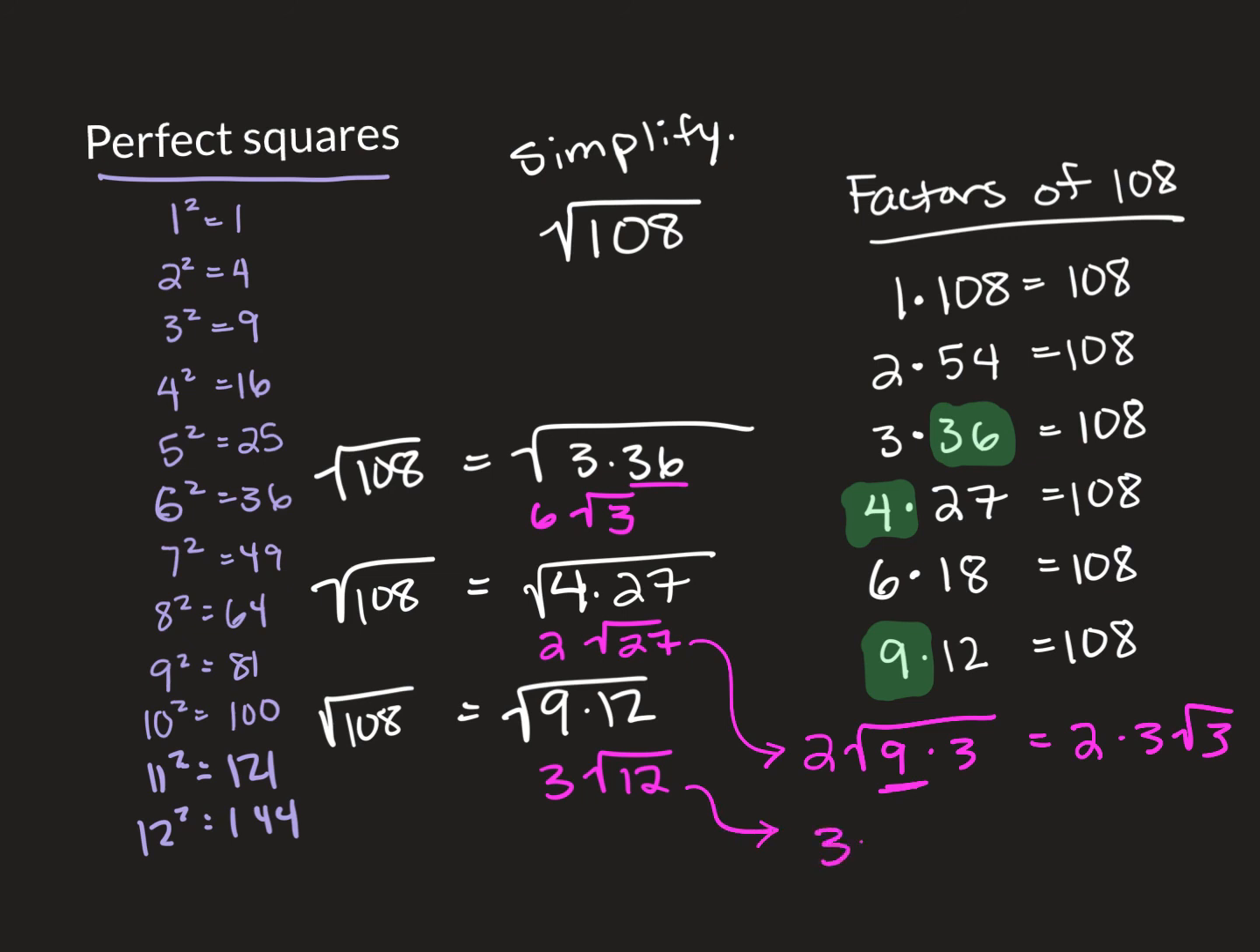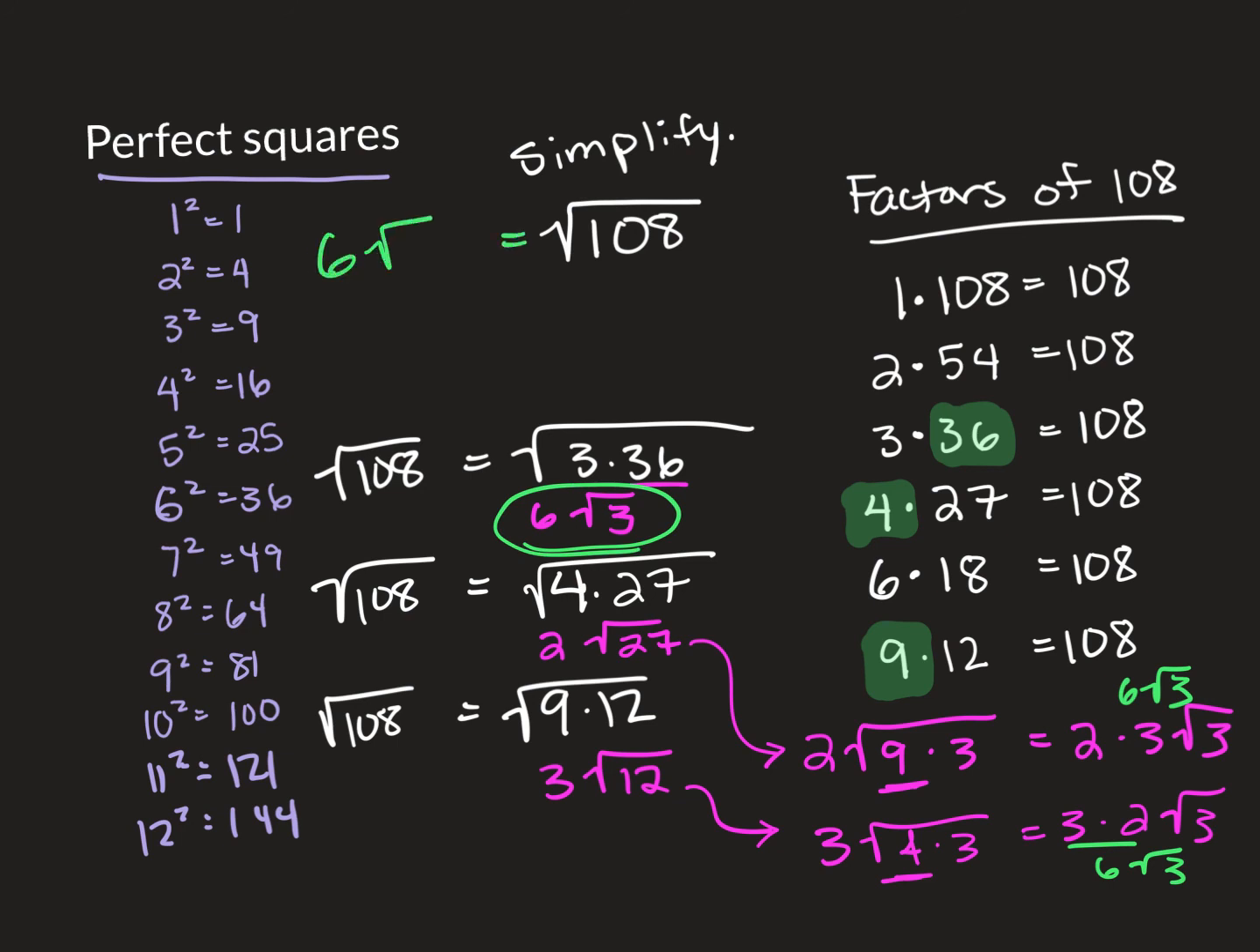This is 3 times the square root of 4 times 3. Square root of 4 is 2, so I'm going to get 3 times 2 square root of 3. And check it out, once you've broken everything down, so you can get there this way, it's just a little bit longer. 2 times 3, that is just 6 square root of 3. Again, 3 times 2, that is 6 square root of 3. So no matter what you do, you end up with the most simplified version of this being 6 square root of 3.